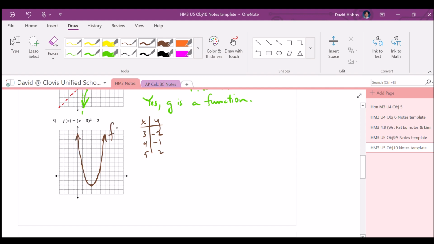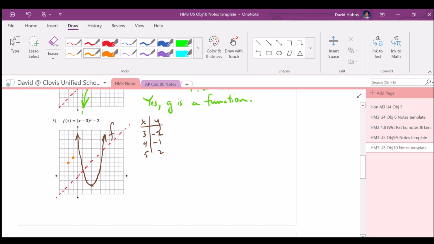Okay, so there's my function f. Okay, let's find some points on the inverse. And remember, all we have to do is switch the x's and y's. Let's see, okay. So 3, negative 2 becomes negative 2, 3. Okay, so there's negative 2, 3. 4, negative 1 becomes negative 1, 4.